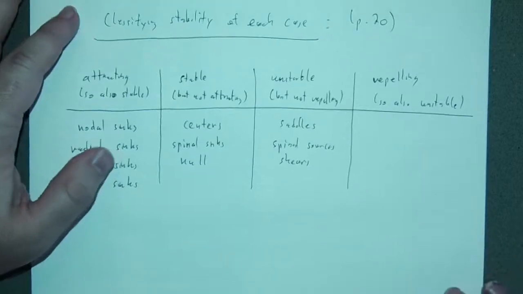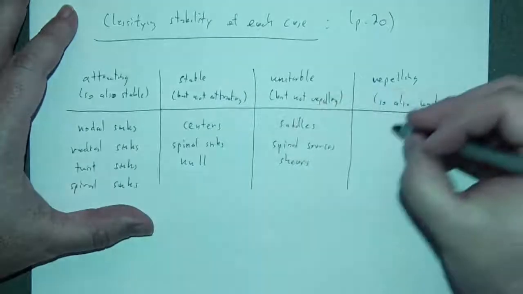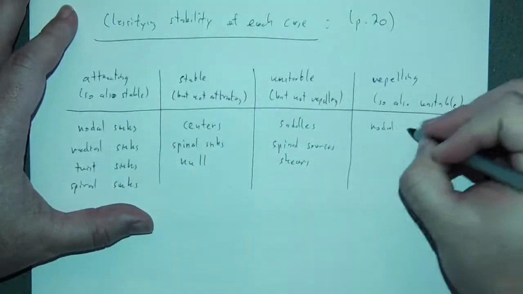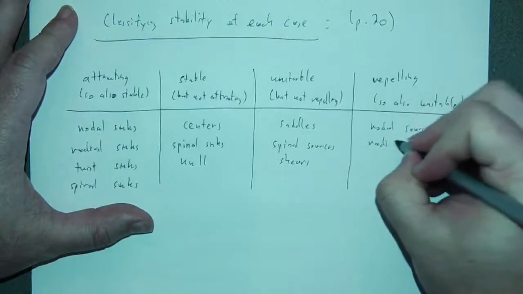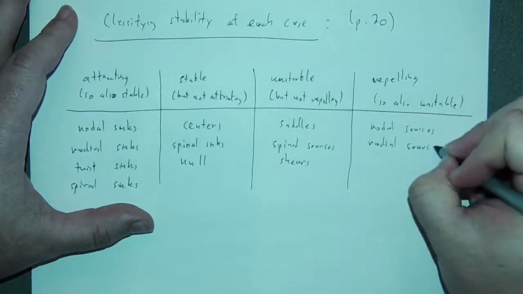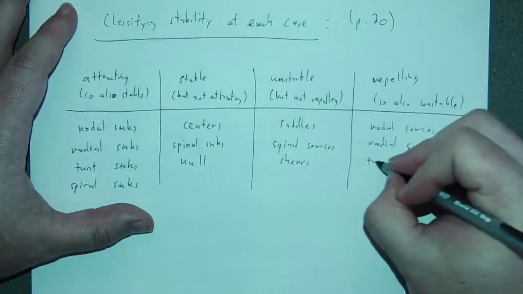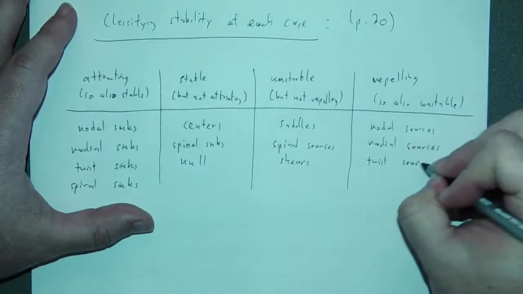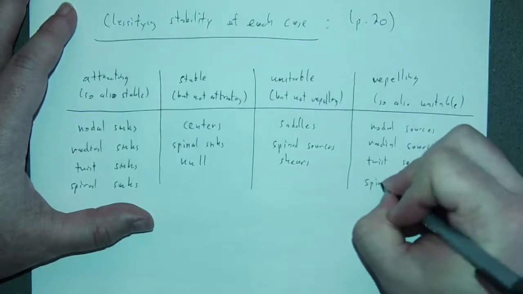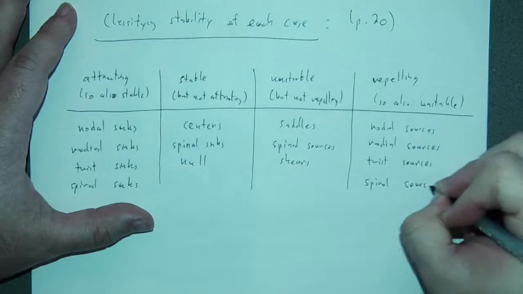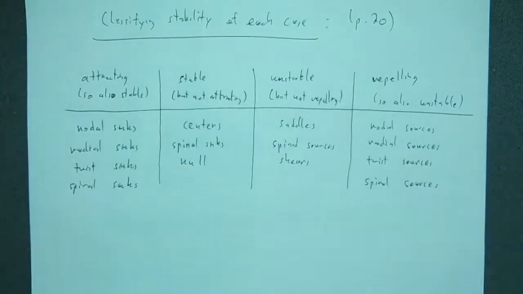Repelling, so also unstable. So these are the sources that you got from over here. So nodal sources, radial sources, twist sources, and spiral sources. So you'll notice the symmetry here in this table, the kind of symmetry that's going on here.